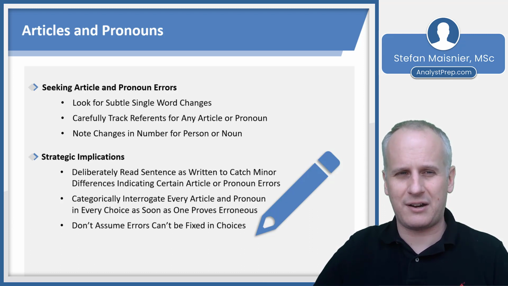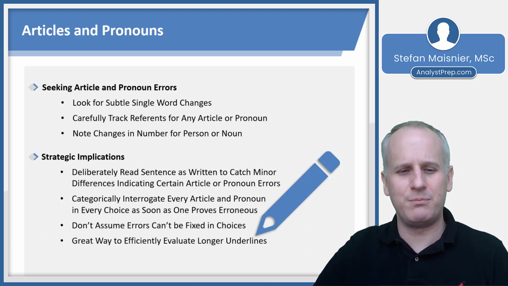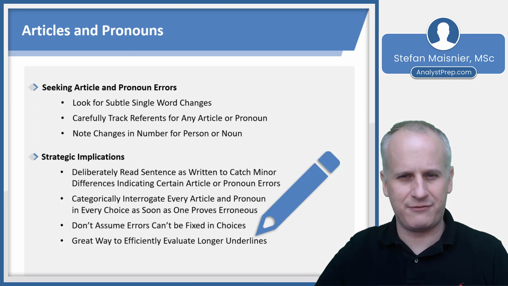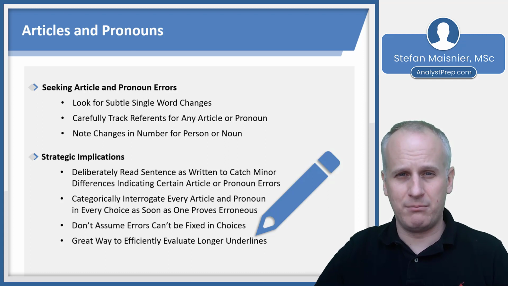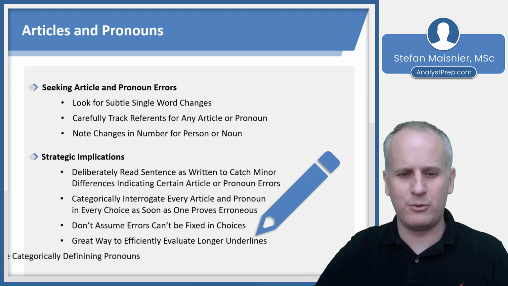So make sure that you're carefully proving that, in fact, the pronoun or article is misused, is ambiguous, or isn't matching in number or person to the noun. This can also be a great way to efficiently evaluate those longer underlines. If you catch the one word that is a definitive article or pronoun error, those longer underlined sentence corrections can become much more efficient to evaluate.